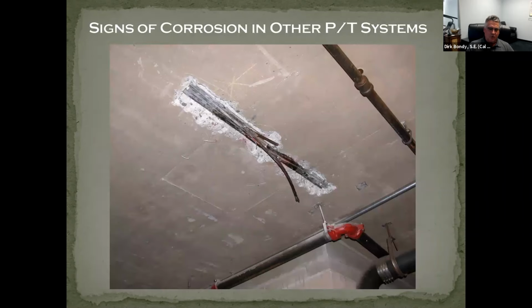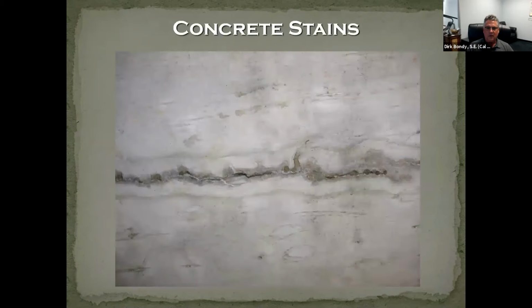Other signs of corrosion look like this. The tendons will start popping. What you will notice first is concrete staining. That's the concrete speaking to you. It's saying, hey, something's not right. I've got corrosion byproduct leaking through me. I'm exposing it. I've got a large crack. Just look at me.